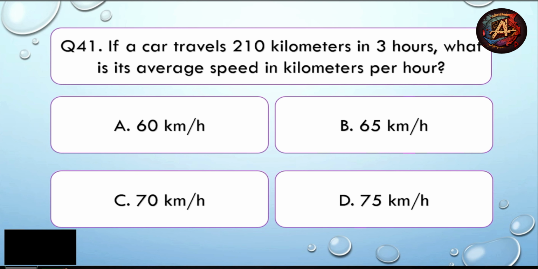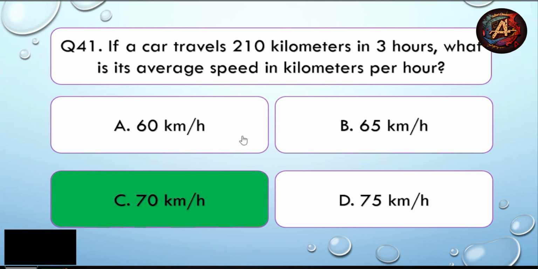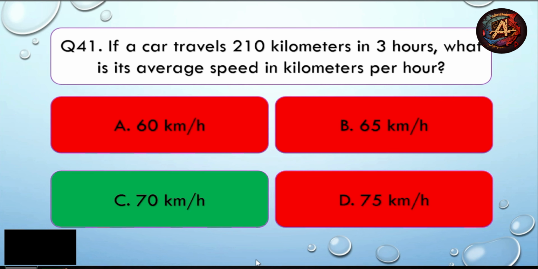Alright, math learners, this question is very easy. Why? Because what is asked here is the number of kilometers per hour. So what you will do is just divide 210 by 3. So 210 divided by 3 is 70. So the correct answer for this problem is letter C. Alright, we are correct, my dear math learners.